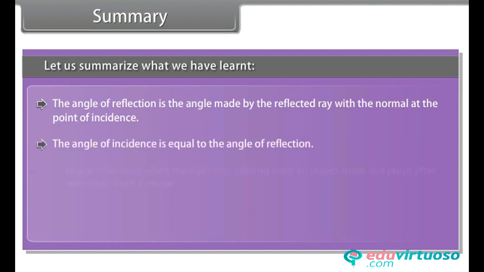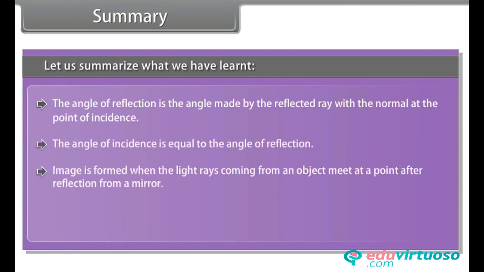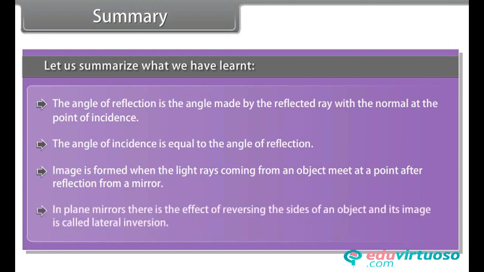Image is formed when the light rays coming from an object meet at a point after reflection from a mirror. In plane mirrors, there is the effect of reversing the sides of an object, and its image is called lateral inversion.